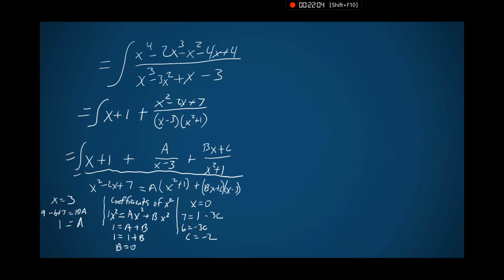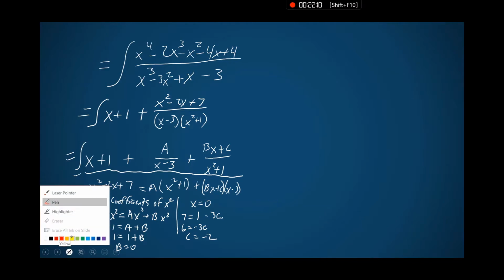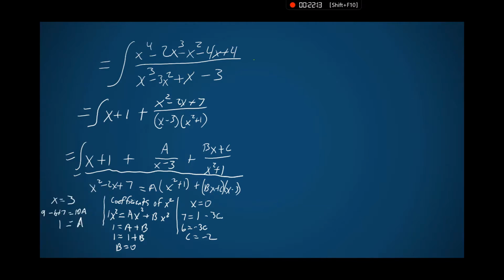Then, for my last step, we said this integral was equal to the integral of x plus 1 plus what? One over x minus 3 plus minus 2 over x squared plus 1. Okay, so now I can integrate directly.